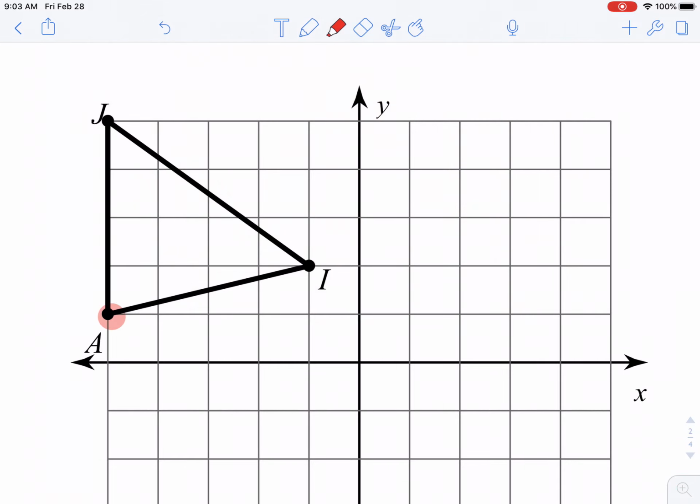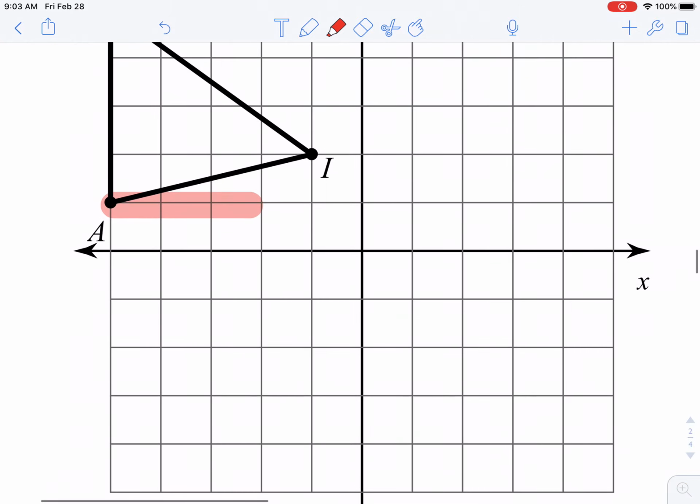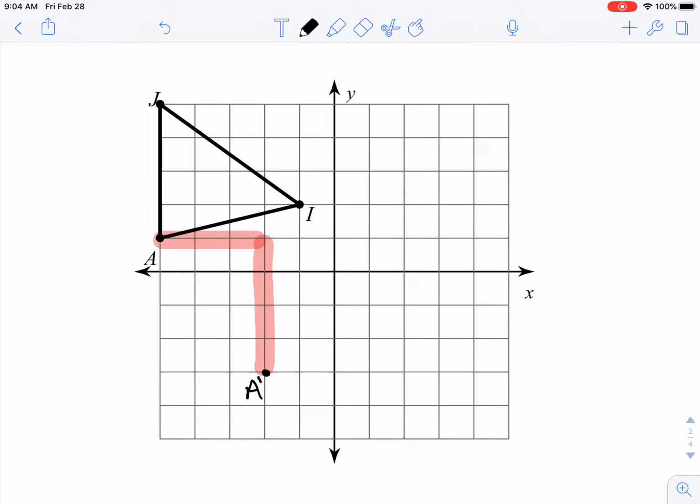So for A, we're going to go 3 units to the right, and then we're going to go 4 units down. 1, 2, 3, 4. So the new A, or A prime, is going to go right there. You do not need to write the highlighted red.